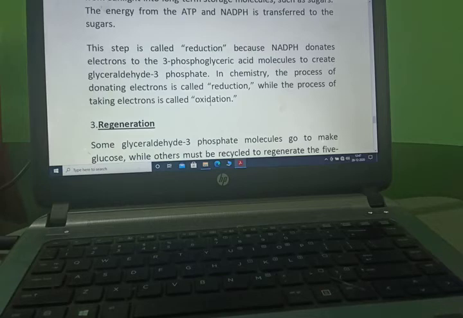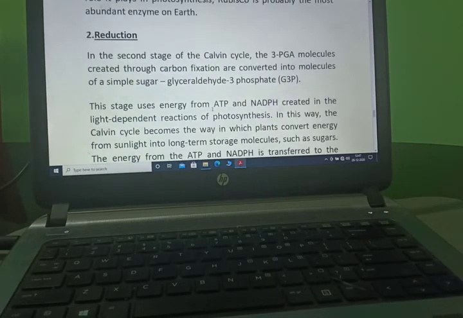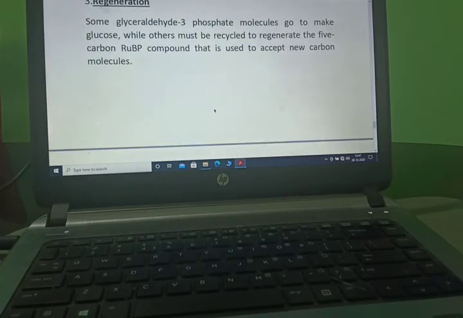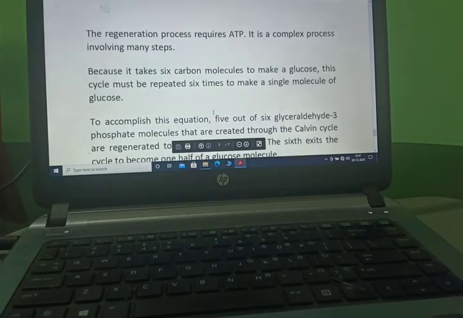In chemistry, the process of donating electrons is called reduction, while the process of taking electrons is called oxidation. Next, regeneration. Some glyceraldehyde 3-phosphate molecules go to make glucose, while others must be recycled to regenerate the 5 carbon RuBP compound that is used to accept new carbon molecules. The regeneration process requires ATP and it is a complex process involving many steps.